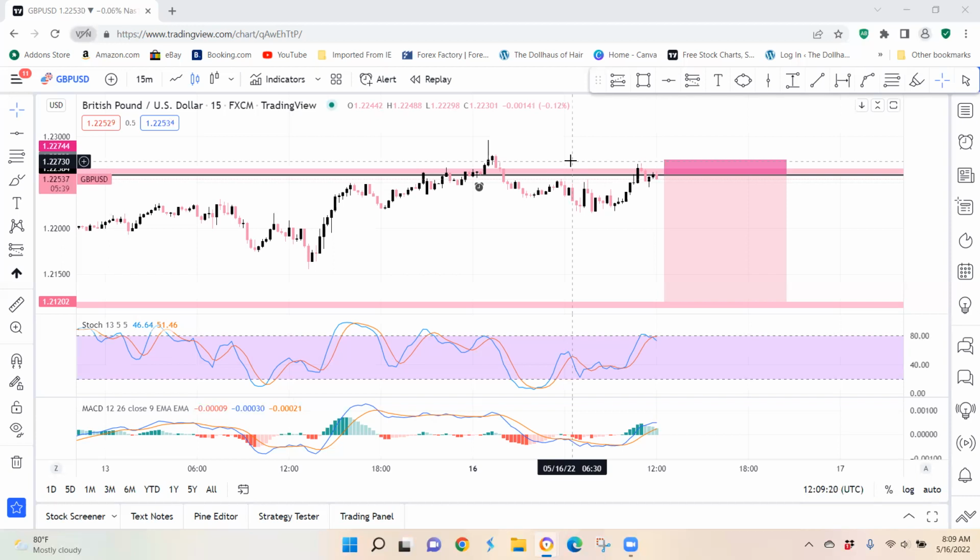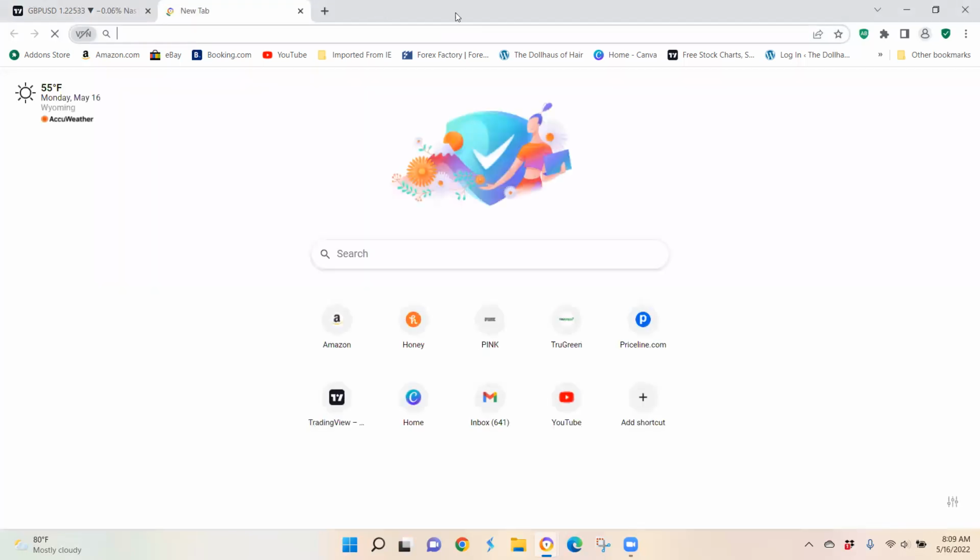But ideally, sessions are literally those times in the market where the market moves a bit more than another time in the market. And ideally, the best way to go about sessions is to trade the sessions that overlap, because the sessions that overlap provide you an insane amount of volatility for specific pairs.